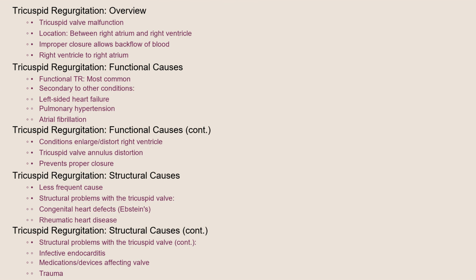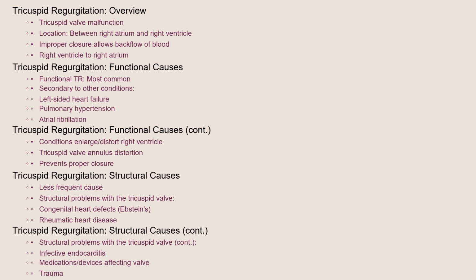Functional tricuspid regurgitation is most common and arises secondary to other conditions like left-sided heart failure, pulmonary hypertension, or atrial fibrillation. These conditions cause the right ventricle to enlarge and distort the tricuspid valve annulus, preventing proper closure.